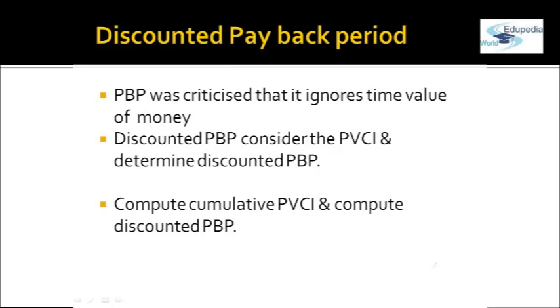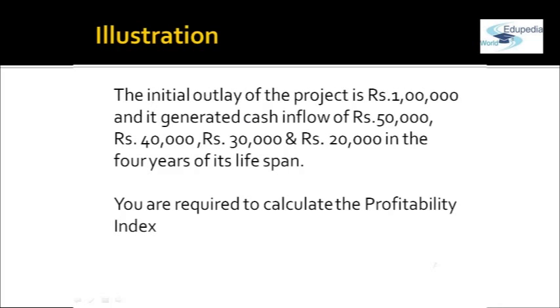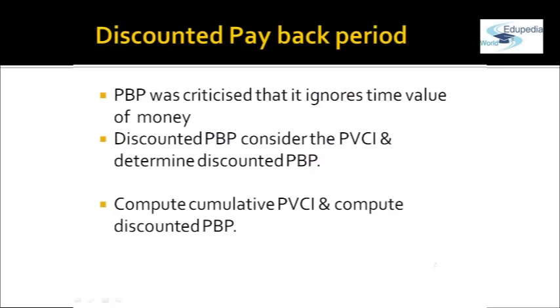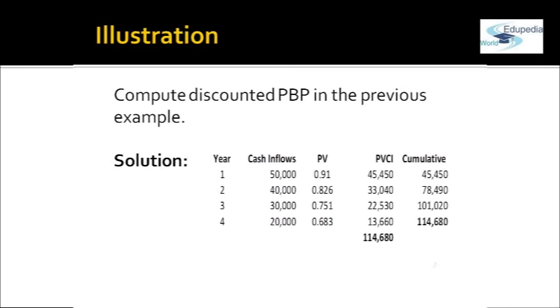So in the last example that we just did, if I go back to that example again, the initial outlay was 1 lakh and it generated the cash inflow of 50,000, 40,000, 30,000 and 20,000 in the 4 years lifespan. So if we compute discounted payback period in this example, we'll first have to compute the PVCI, which we just computed in the last example, and then compute the cumulative PVCI. So in the 3rd year, it actually earned 1,01,020. And what is the cash outflow?